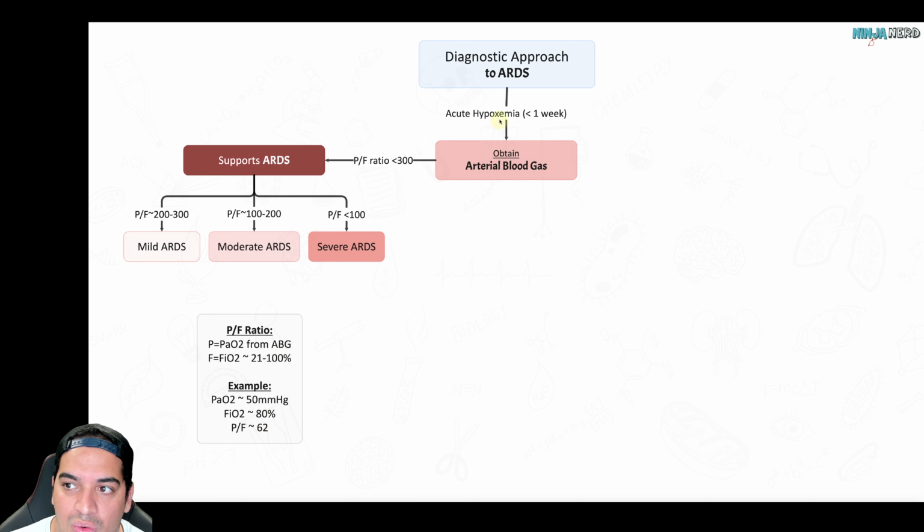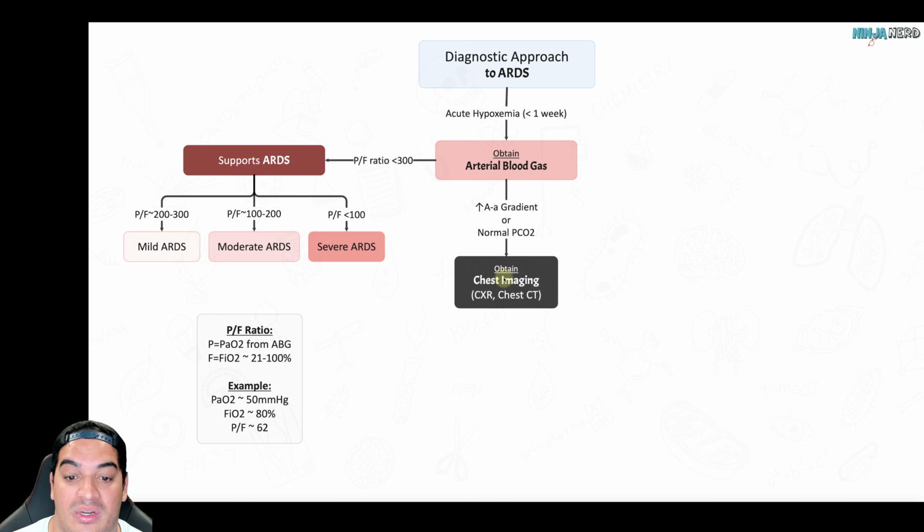So you have to have acute hypoxemia of less than a week. You have to have a PF ratio less than 300, and depending upon where it is, it'll tell you the severity. What else do you need? You need to check and make sure that this patient doesn't have any kind of hypoventilation or something weird like that. ARDS is a type 1 respiratory failure, so this means it would be a VQ mismatch or a true shunt. So in this scenario, it would definitely be suggestive of a shunt process.